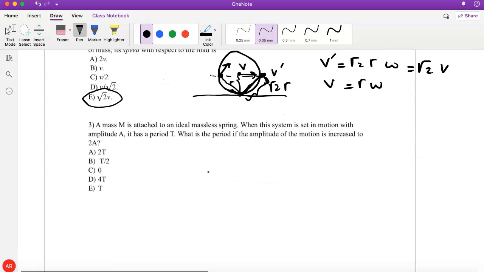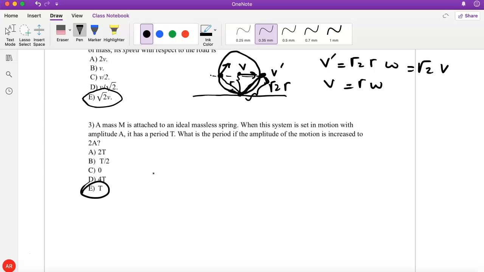Okay, let's take a look at the next question. So we have a mass m attached to an ideal massless spring, and when the system is set in motion with amplitude a, it has period T. What is the period if the amplitude of the motion is increased to 2a? Remember, amplitude is irrelevant when it comes to the period. The period is determined by the mass and the spring constant. So it should still be T.